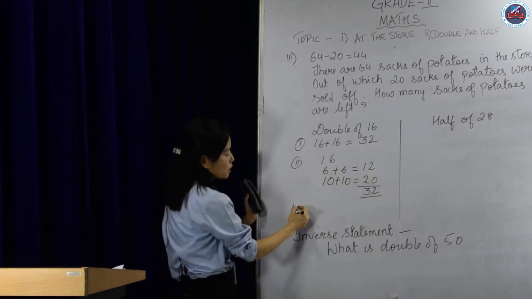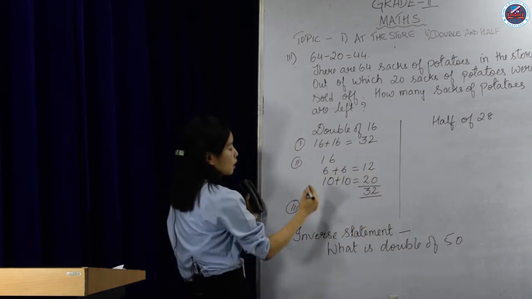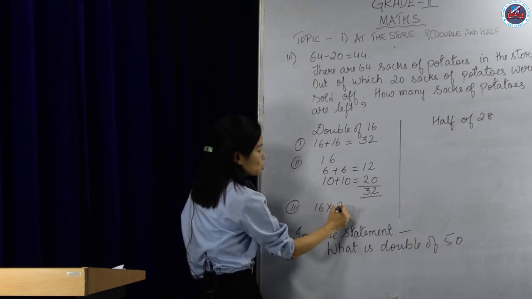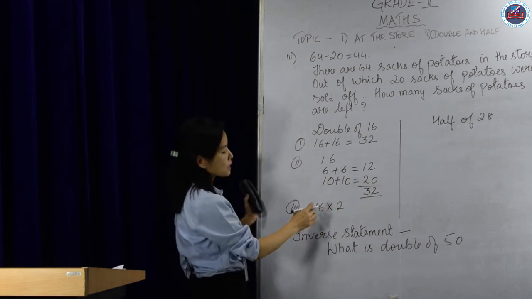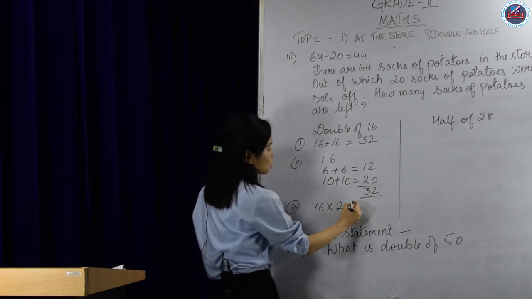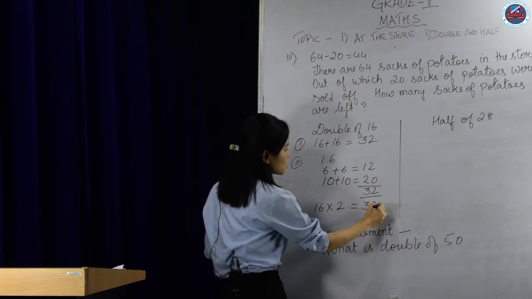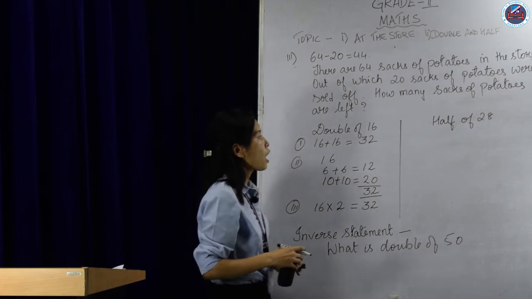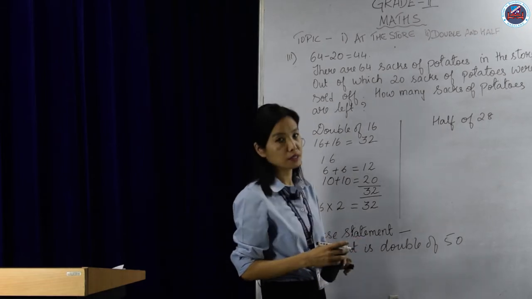The third way is to multiply the given number by 2 times. That is 16 into 2 equal to 32. Okay, next is half of 28.